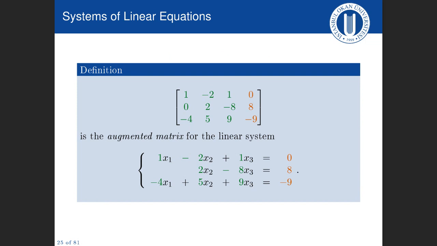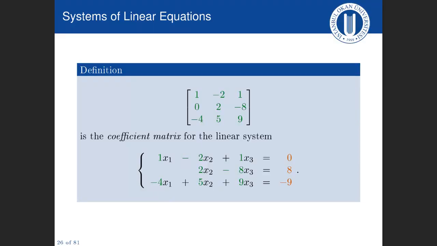Perhaps we're not interested in the orange numbers. Perhaps we only want the numbers I've written green here. Then we call this the coefficient matrix of the linear system.